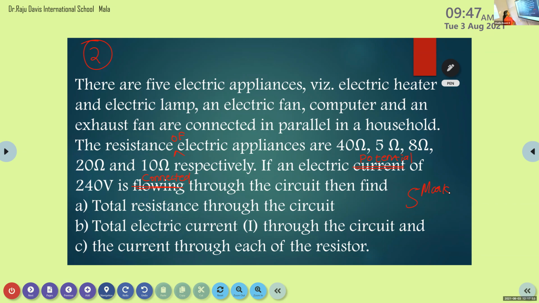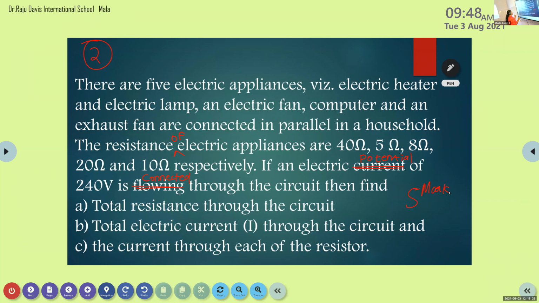Then here we want to find out the total resistance of the circuit. Here it is a parallel combination, so we know the equation for calculating the total resistance. Then what about the total current through the circuit and the current through each resistor? Okay, so now let us start. And whenever you get a question, you must draw the electric circuit for this corresponding question.